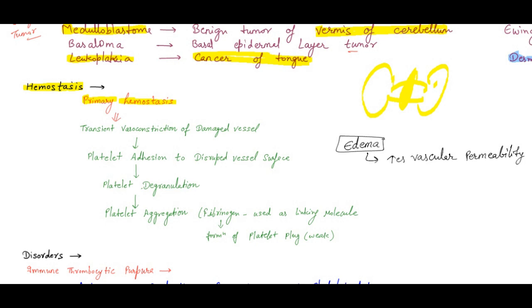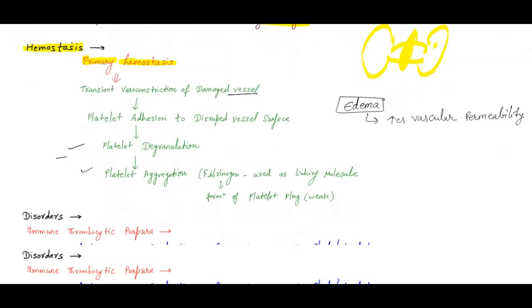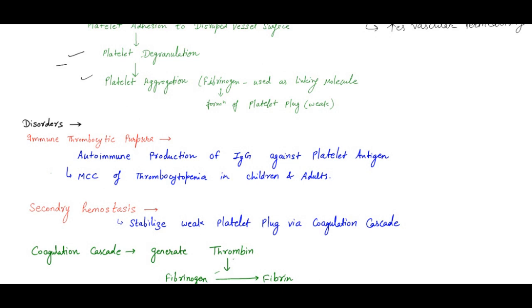So primary hemostasis has mainly four steps. In the first step, there is a transient vasoconstriction of the damaged vessels. So damaged vessels will constrict. Now the platelets will come and adhere to the disrupted vessel surface. Now the platelet degranulation and the platelet aggregation. Fibrinogen, remember, is used as the linking molecule in the formation of the platelet plug.